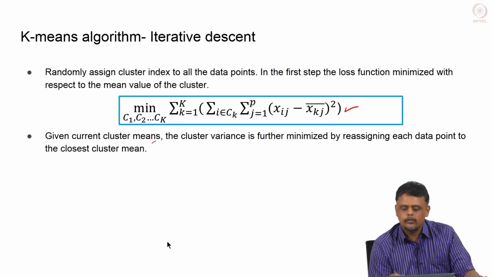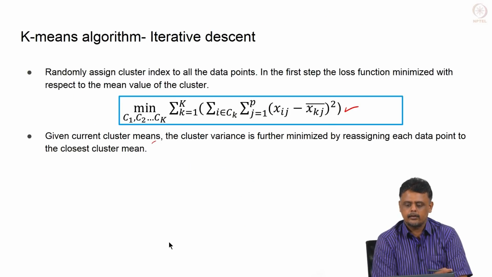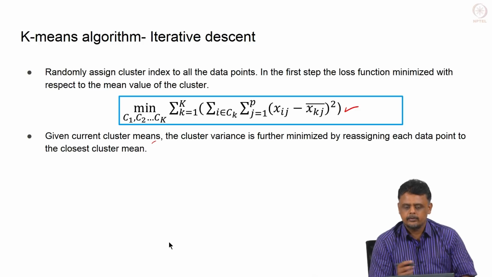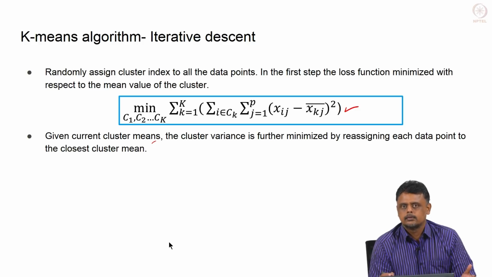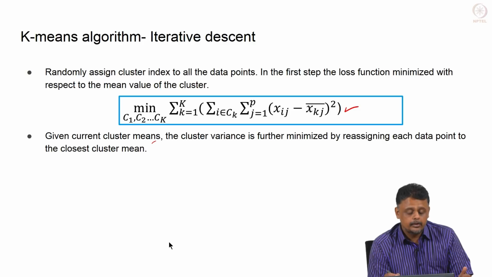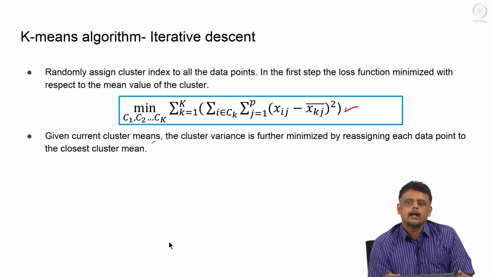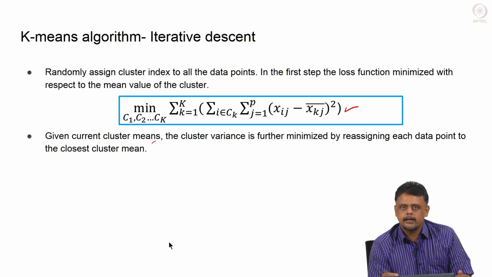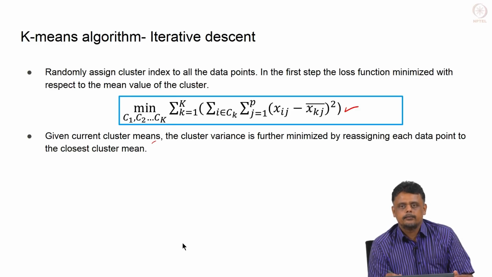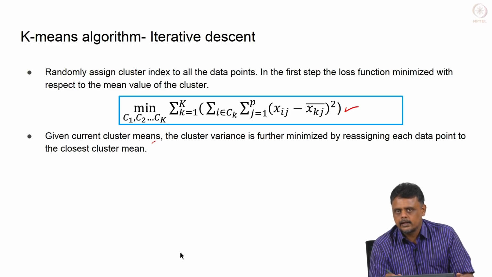Okay. So, if you were to pose this as an algorithm and you are trying to solve it, this is a combinatorial optimization problem, and the way to solve it would be an iterative technique, called iterative descent. So, one way of looking at it is we randomly assign a cluster index to all the data points, right. Let us say the number of clusters is capital K, then we would assign at random a cluster index to each one of the data points.